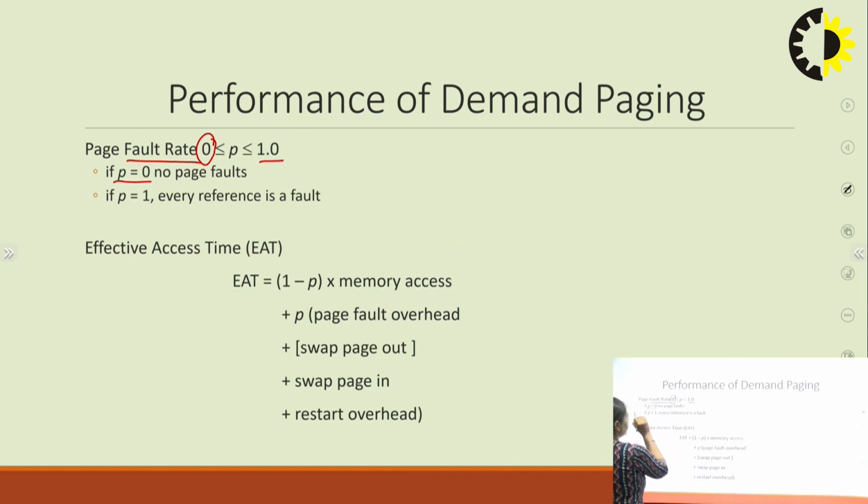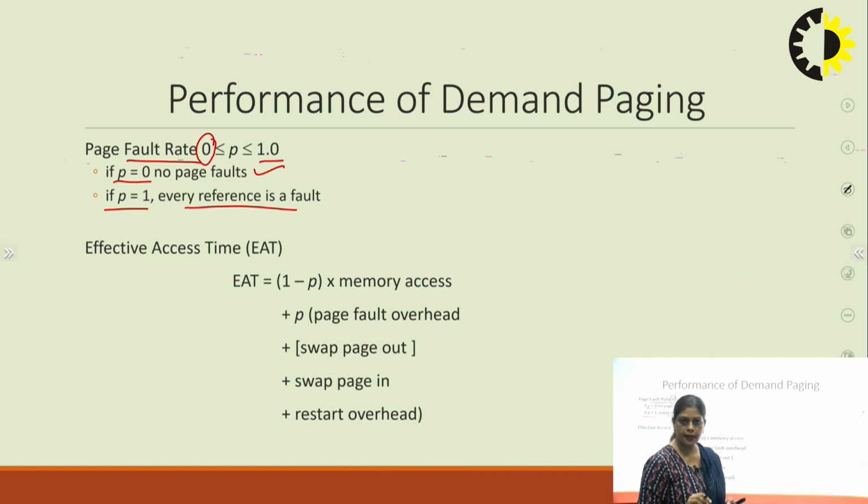See, if P is 0, then there is no page fault. If P is 1, every reference is a fault. This means every time a page is desired, it has to generate a trap, and the OS will find the page, free the frames, and bring the desired page into memory. This process goes on for every reference to a page that is made.